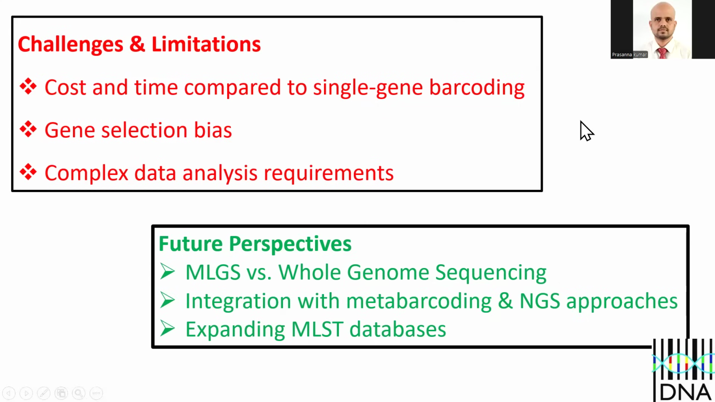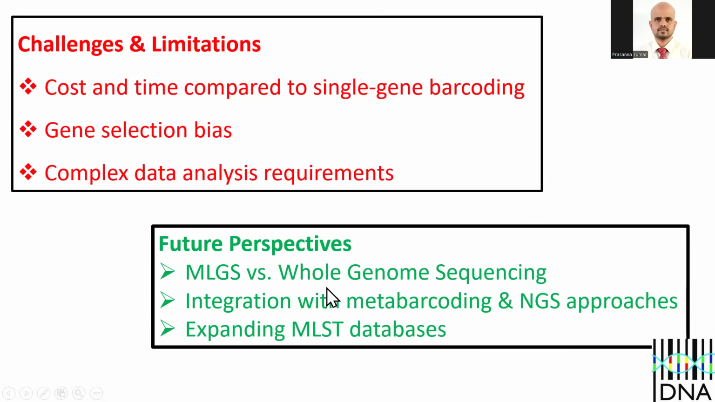Gene selection bias: you should be very clear, say, for example, in bacteria, better go for rpoB and 16S rRNA, not amylase gene and 16S rRNA. You should know what genes to select for multi-locus gene sequencing. And it requires complex data analysis, but I don't think it's very complex. Barcode Biotechnology can resolve that. That's why they conduct these workshops and webinars.